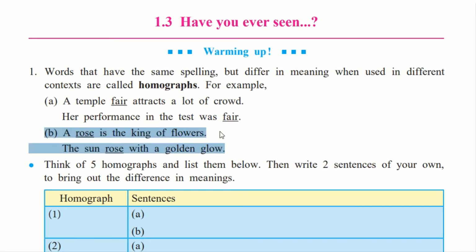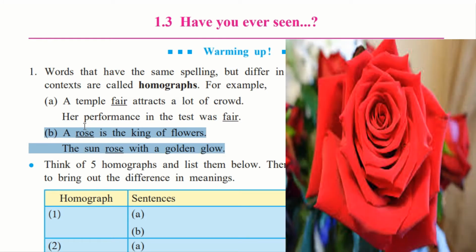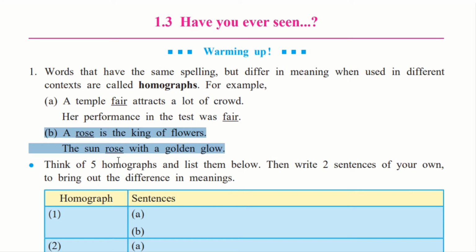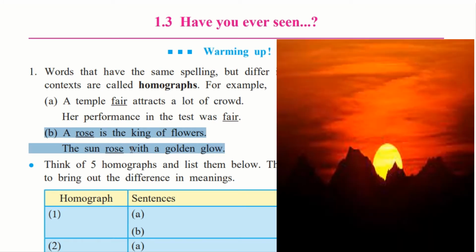A rose is a king of flowers. The sun rose with a golden glow. Here the rose signifies the flower, the rose. It is called the king of the flowers. Here rose is said to be a verb, so acts like a verb. That is, it is a past tense of rise. So the sun rose with a golden glow. So we saw another example with the same spelling but different meanings.